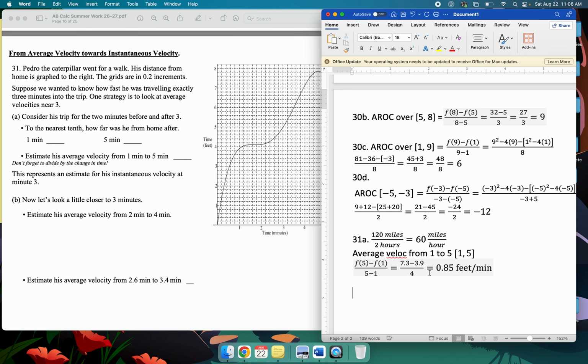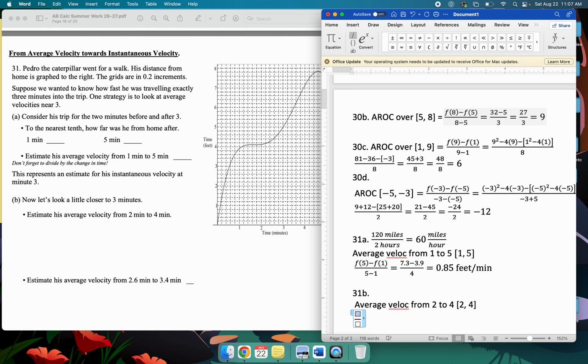So that's 31A. In 31B, we're doing exactly the same thing, but we're going to shrink the interval. Now we're going to look at the average velocity from time 2 minutes to 4 minutes. I typed 1 here, I meant 2. Once again, 3 is right in the middle of this interval. So whatever we get here as the average velocity is going to be an approximation of the instantaneous velocity. It's going to be an estimate of what Pedro's speedometer was reading at this time.